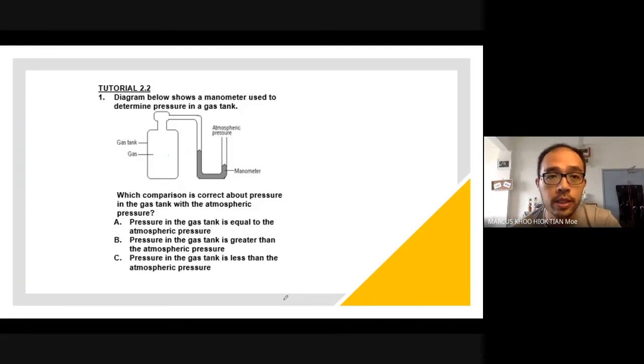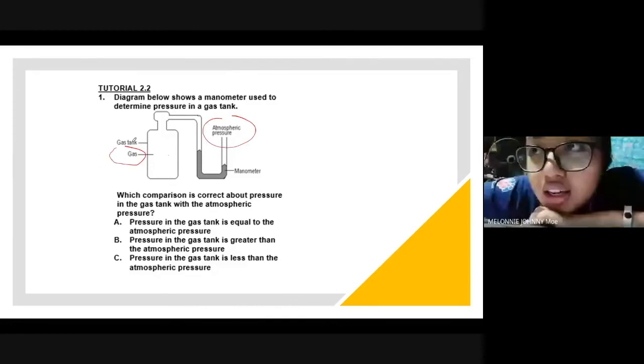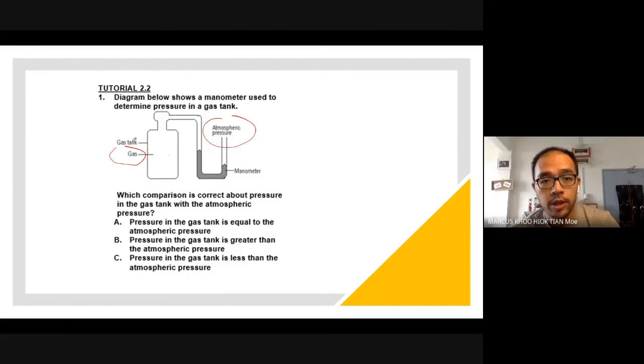The first one is, the diagram below shows a manometer used to determine pressure in a gas tank. Which comparison is correct about pressure in a gas tank with the atmospheric pressure? Who is winning in this case? C. Pressure in the gas tank is less than the atmospheric pressure. Can whoever answered explain why? Why do you think the pressure in the gas tank is less than the atmospheric pressure?